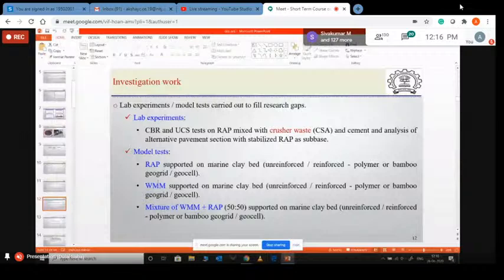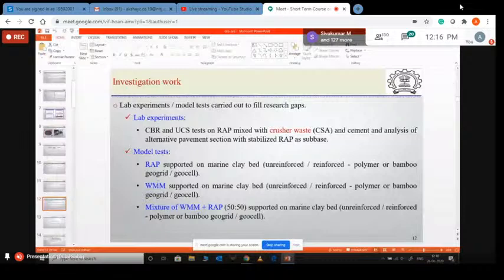And we tried to do a similar sort of model test using WMM material, which is generally used as base material. And then we tried to use a WMM and RAP mixture to see how the improvements are there. So this one was in WMM, reinforced and unreinforced. And the third category of model tests was a mixture of WMM and RAP, reinforced and unreinforced. In all the three cases, the subgrade was marine clay taken from JNPT, Mumbai, India.